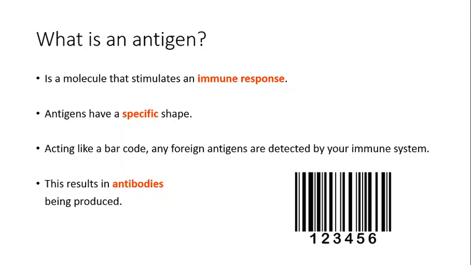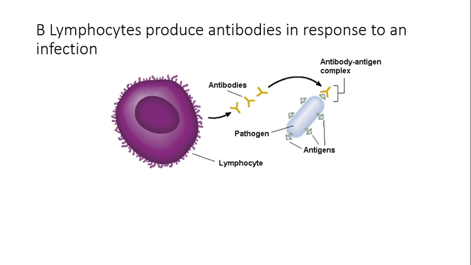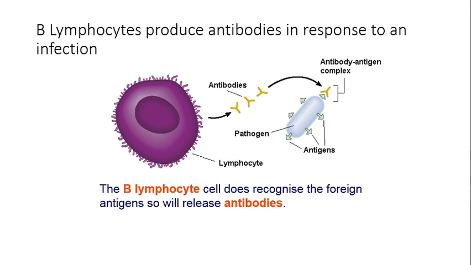And that immune response that we looked at in the last few lessons then means that the B lymphocytes will start to produce antibodies as a result. Those antibodies then have got antigen binding sites which are complementary to those foreign antigens. So B lymphocytes then produce these antibodies as a response to this infection.